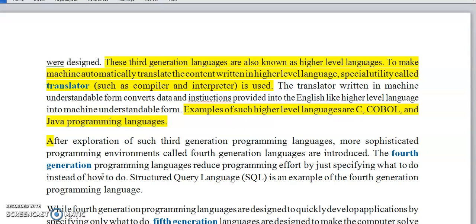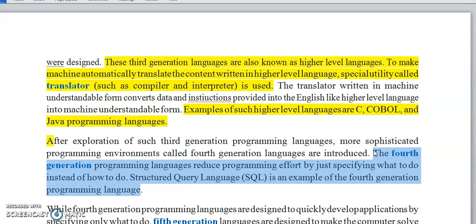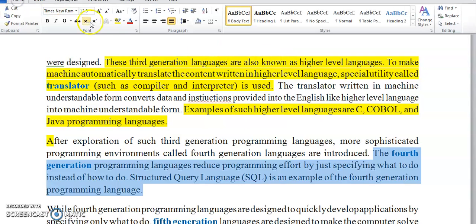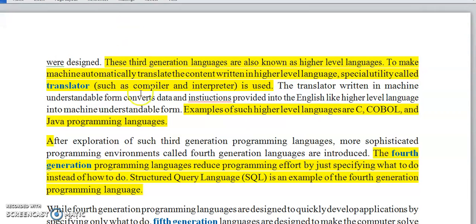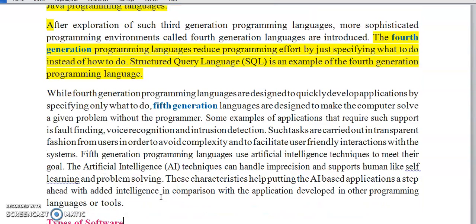After exploration of such third generation programming languages, more sophisticated programming environments called fourth generation languages were introduced. The fourth generation programming languages reduce programming effort by specifying what to do instead of how to do. Structured Query Language, SQL, is an example of a fourth generation programming language. Here we are learning the generation of computer as per software base. We already covered generation of computer as per hardware base.